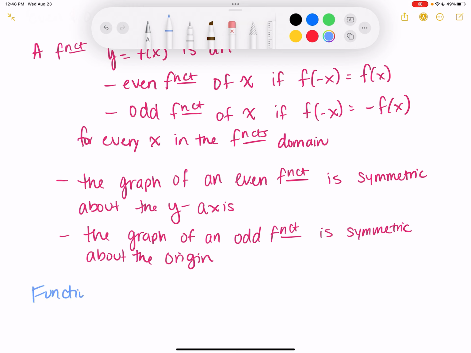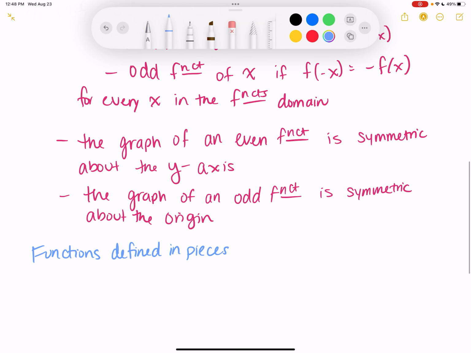Next, we're going to look at functions defined in pieces. So this is something like y equals f of x is equal to, curvy bracket, negative x when x is less than 0, x squared for 0 less than or equal to x less than or equal to 1, and 1 for x being greater than 1.